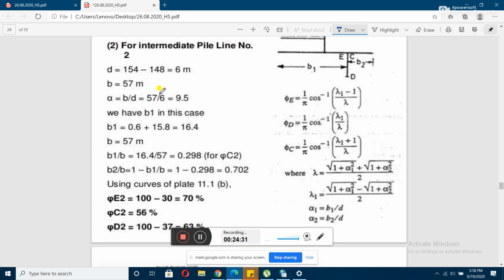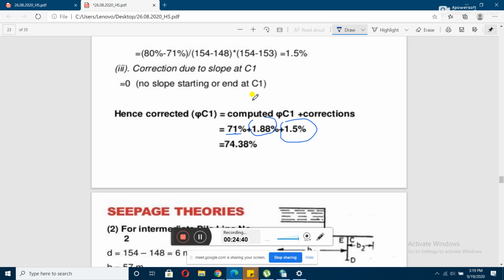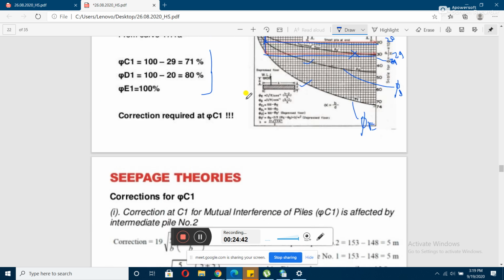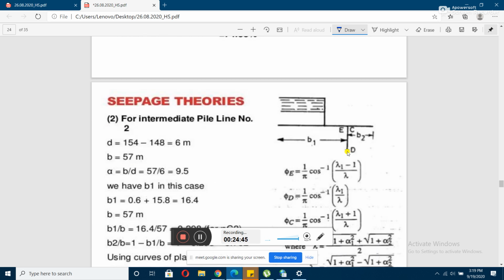You can see that d will be 154 minus 148. As I have told you, while considering the thickness to be negligible, we will be taking the length from the top fiber. The top fiber is at a reduced level of 154, and the bottom is at a reduced level of 148. So it will be 154 minus 148, so the depth of the intermediate pile is 6 meter.